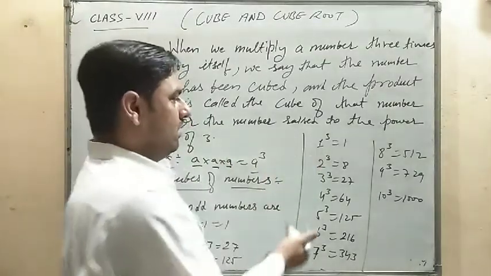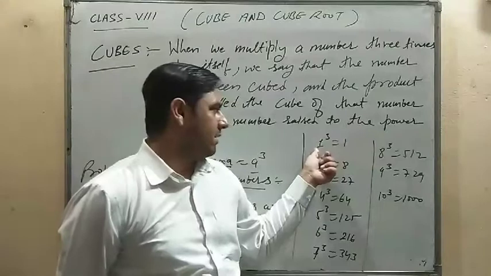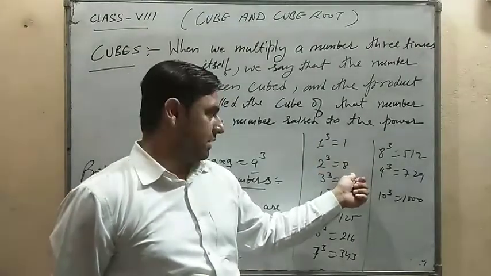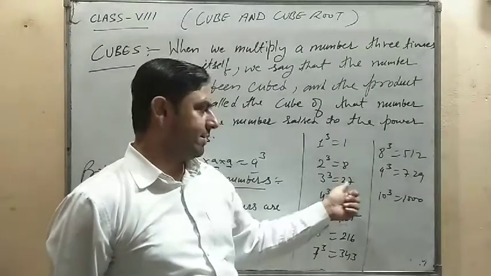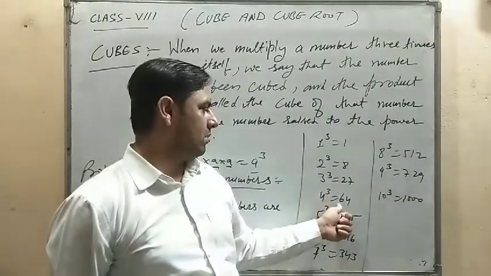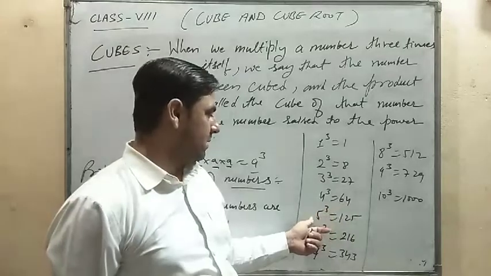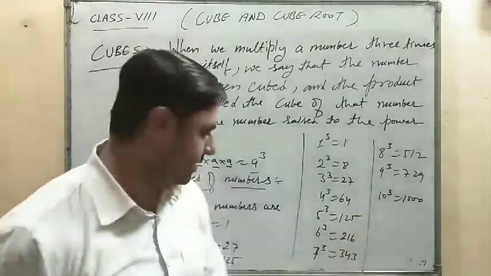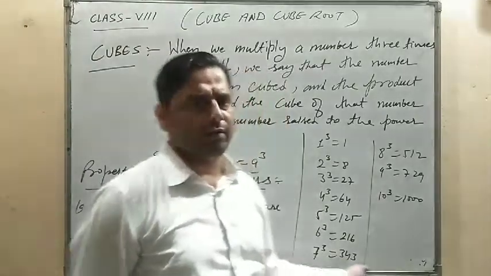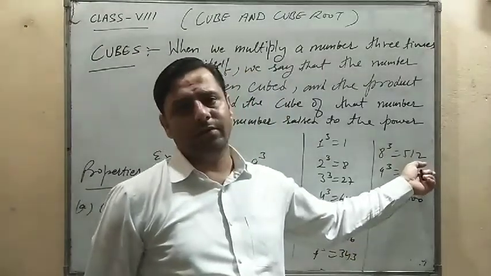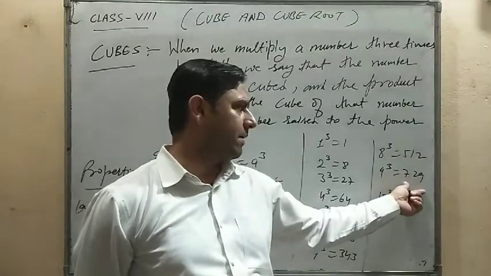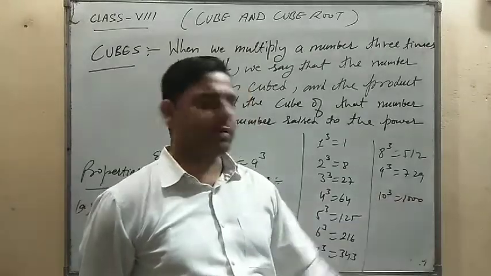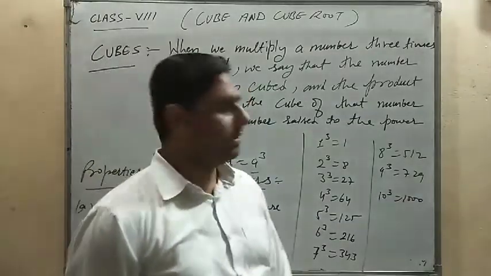Another example: cube of 1 is 1. Cube of 2 is equal to 8. Cube of 3 is equal to 27. Cube of 4 is equal to 64. And 5 raised to power 3 is 125. 6 raised to power 3 is 216. 7 raised to power 3 is 343. 8 raised to power 3 is 512. 9 raised to power 3 is 729. 10 raised to power 3 is equal to 1000.